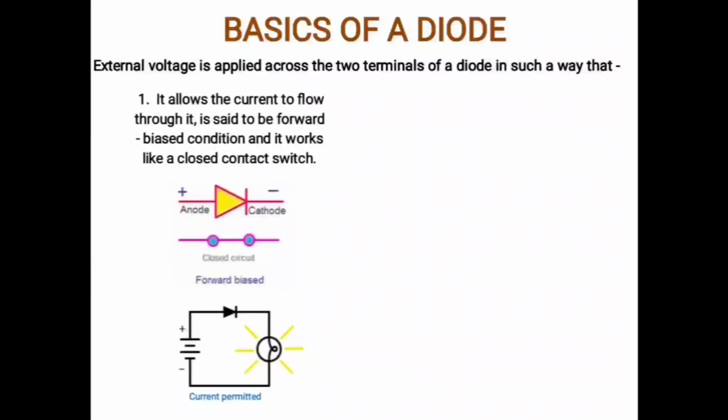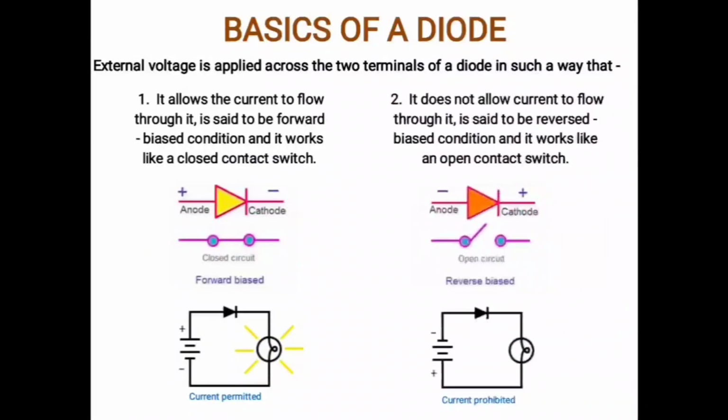When an external voltage is applied across the two terminals of a diode in such a way that it does not allow the current to flow through it, it is called the reverse bias condition. In this condition, it works like an open contact switch.